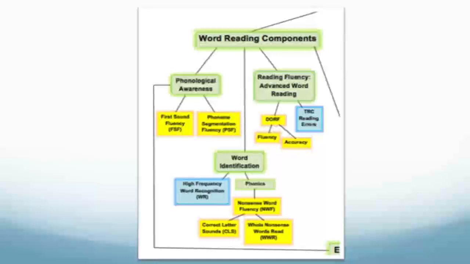Both DIBELS and the ELD TRC assess advanced word reading, or reading fluency. In DIBELS, the DIBELS Oral Reading Fluency, or DORF, calculates the number of words read in a minute as students read aloud, which is called fluency, and subtracts oral reading errors, which is called accuracy. Scores are compared to norm scores to determine if students are reading with enough fluency and accuracy to leave working memory for comprehension.